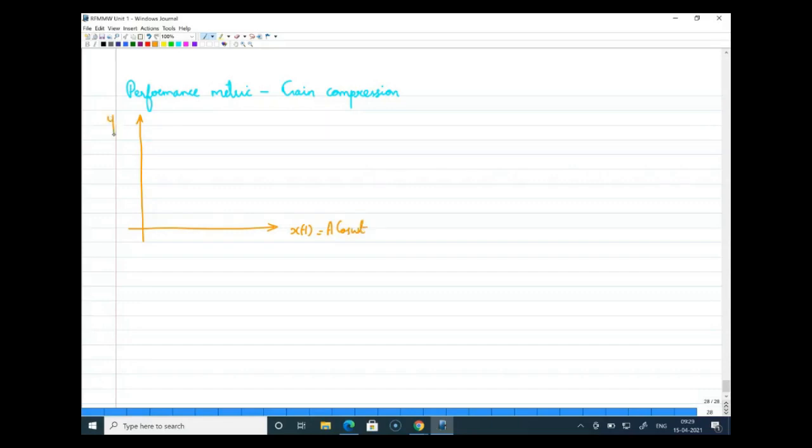This is your input and this is your output, and in general what I expect is a linear graph. Here what I can expect is alpha 1 a cos omega t, when you are providing an input a cos omega t.